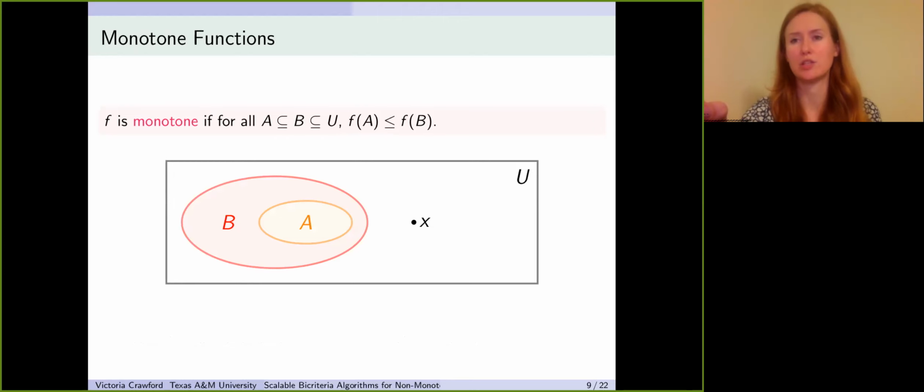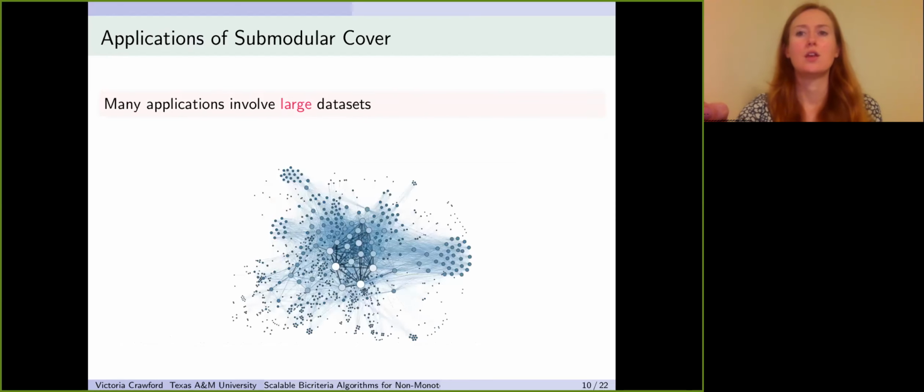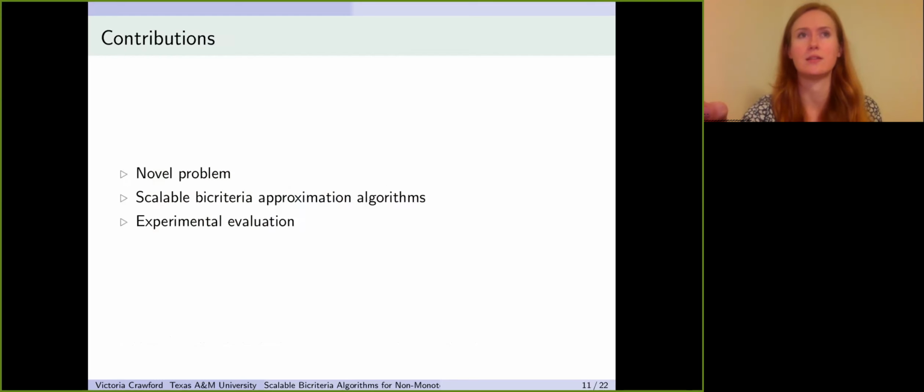In addition to submodularity, a lot of the time papers assume that the function F is monotone. This means that for A subset of B, F of A is less than or equal to F of B. But in this paper, we're not assuming that F is necessarily monotone, only that it's submodular. Another thing to think about is that a lot of these applications of submodular cover involve really large data sets. So when we develop algorithms for it, we need to think about whether these algorithms are able to scale to the really large data sets.